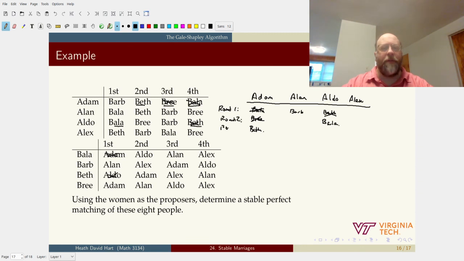So Bree, who had been waiting there earlier, gets rejected. We're now in round 3. Bree then goes back into the stag pool for a 4th round. So Bree got rejected by Adam, so she approaches Alan. All right. And so now Alan has a choice to make, Barb versus Bree. Barb is Alan's preference over Bree. So Alan rejects Bree. So Bree goes back into the stag pool.